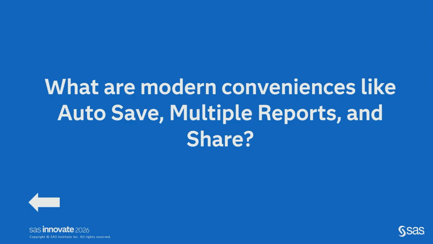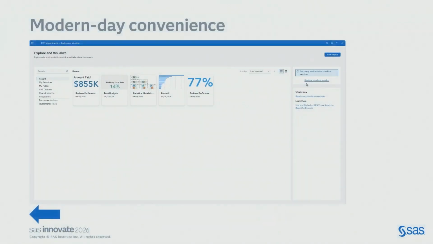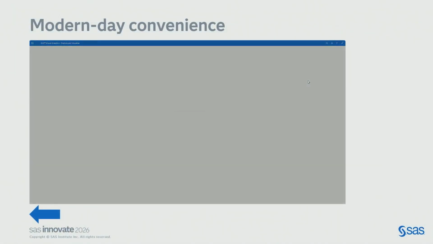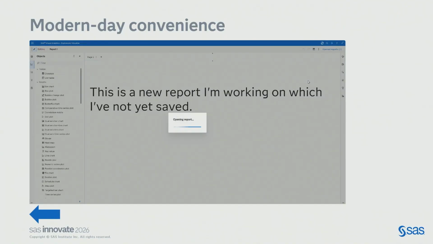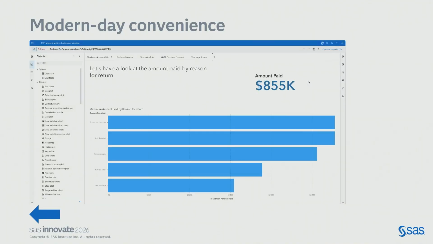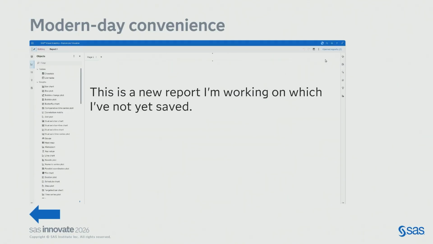What are modern conveniences like autosave, multiple reports, and share? So in this video, just a few seconds long, you'll see a quick overview. In this case, we have a report. We restored the default value, so I went away to lunch. It did not lose any of my work.